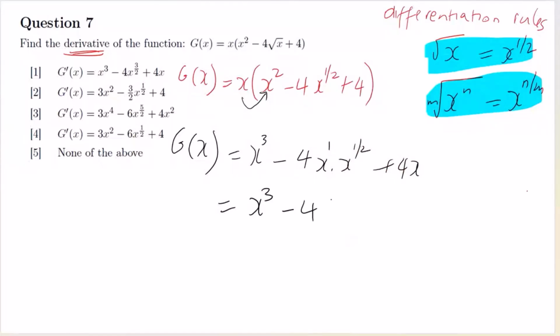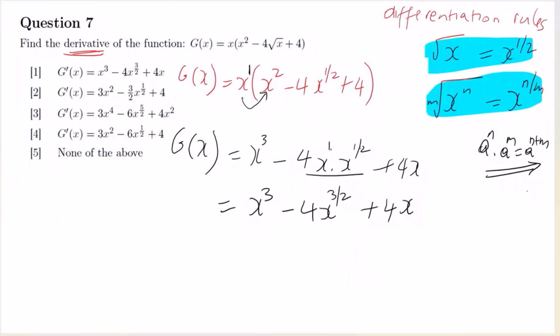You are going to have, remember the laws, a^n multiplied by a^m is equal to a^(n+m). So we are applying this rule here. Yes, we've applied that rule, and it was easy. So 1 plus this, it is 3 over 2 plus 4x. So now we have simplified our function, and then this is a power.